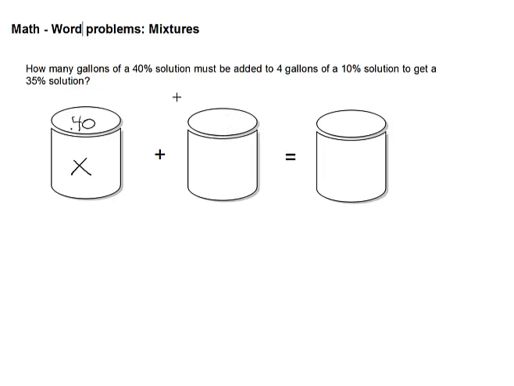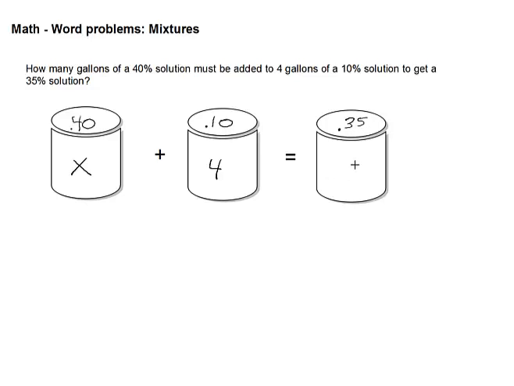And then in this one, because it says added, this would be the second solution we're going to add, and it says must be added to 4 gallons of a 10% solution. So we know we have 4 gallons here, and we know that it's 10%, and again, we're going to make it a decimal. And then this means equals, our final solution. So to get a 35% solution, we know that the top is going to be 0.35, because again we change it to a decimal, but we don't know this.